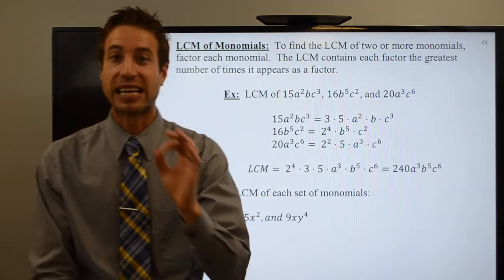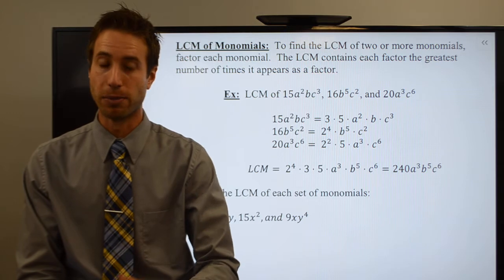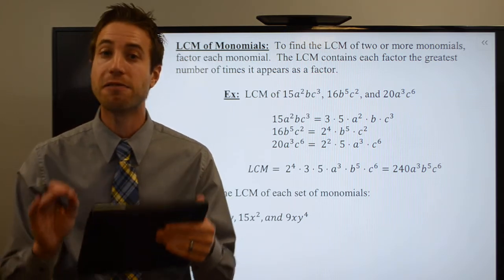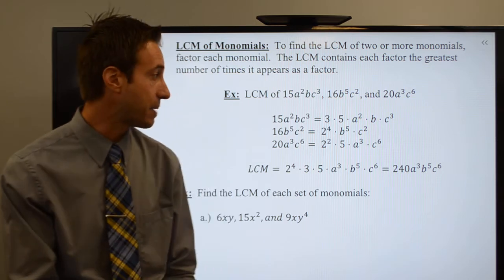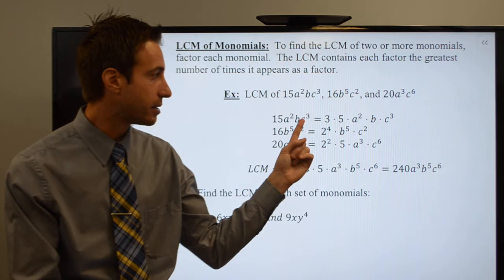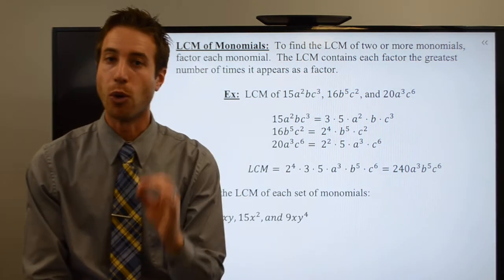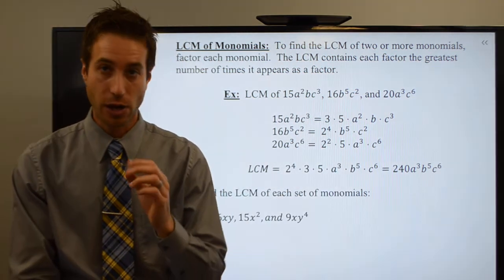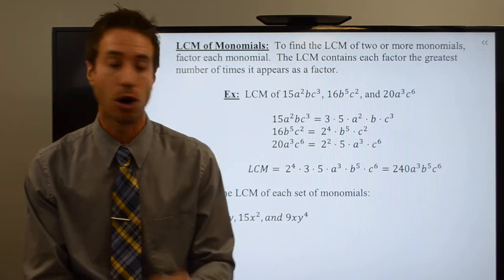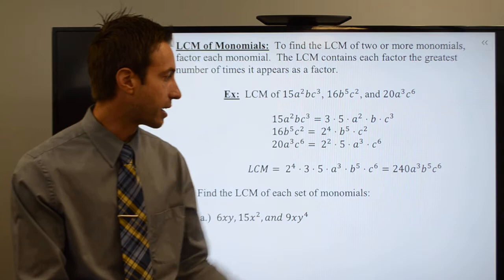Guys, when it comes to the variables, you do not need to factor the variables. Just leave the variables as they appear: a squared, b, c cubed. You only need to factor the constants. You don't have to factor the variables in the monomial. So 15 is a 3 and a 5.